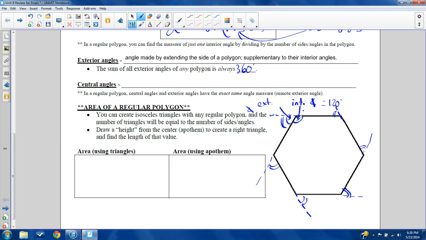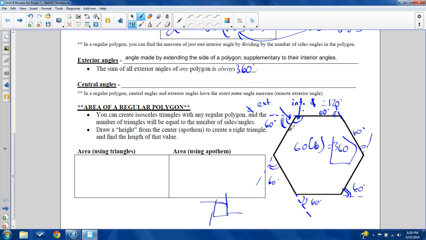If the interior angle is 120, the exterior angle has to be 60 because they're supplementary. 180 minus 120 is 60. So these are all 60. In a regular hexagon, they're all the same. So they're all 60. Now 60 times 6 is 360. That's just but one example. Think about a square. A square has 90 degree exterior angles. 90 times 4 is also 360.